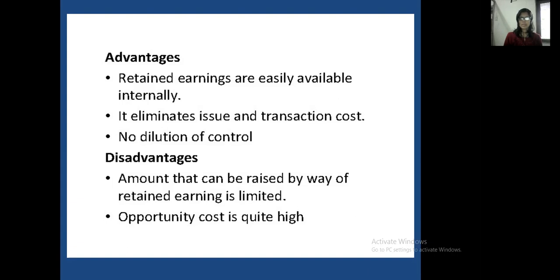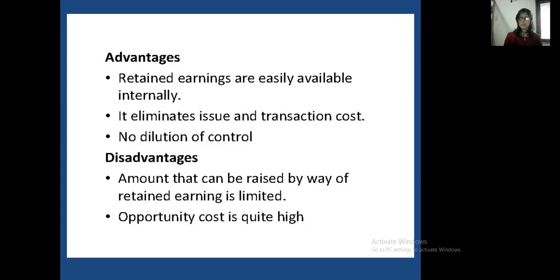लेकिन अगर आप रिटेन अर्निंग में ज़्यादा इंटरेस्टेड है so in that case that is limited to some extent. That's why they are saying that amount that can be raised by the retained earning is limited. Next is opportunity cost is quite high. And this the opportunity cost is quite high.